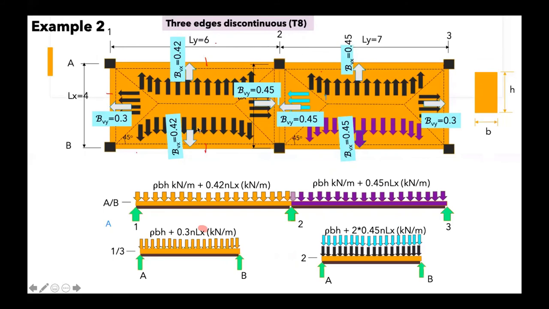Now we have to find what is the action on the beam. Again, by using the previous example just now. We have a beam, we have a grid of the plan. We have A, B here, 1, 2, 3. So in design, we need to design every beam.